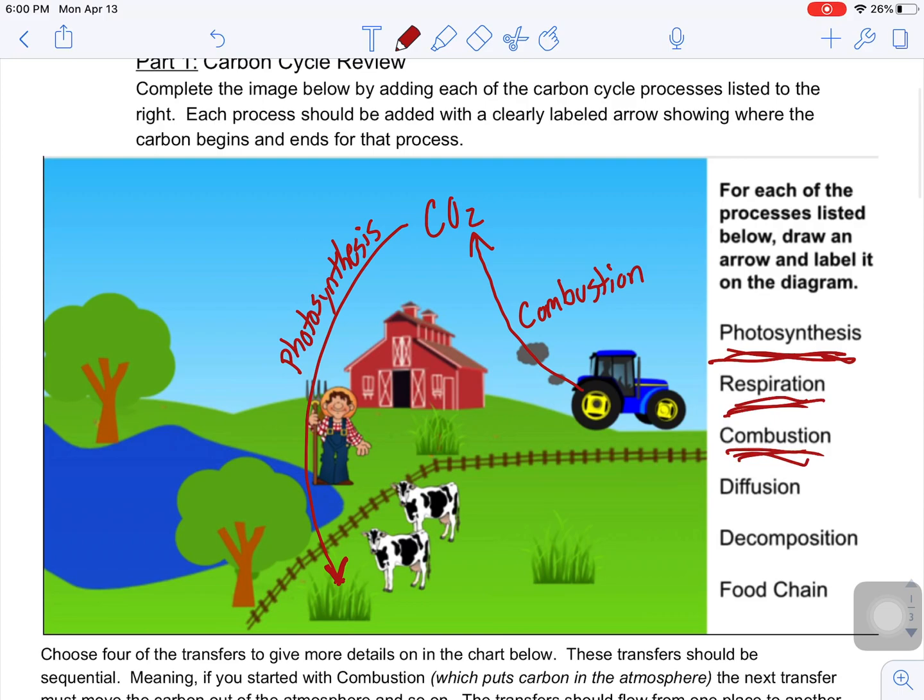Now, just a reminder that these words are action words. So your arrows are kind of an action. And so like combustion, you're taking the carbon from the gasoline and it's burning, and now that carbon is in the atmosphere as carbon dioxide. So the process or the action is combustion. When carbon goes from the air into something like grass through the process of photosynthesis, this arrow represents that process or that action. Okay, so there should be four arrows in your picture.